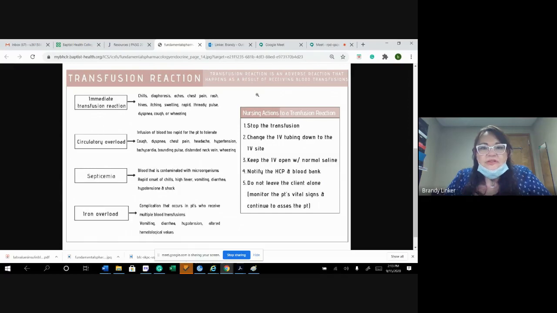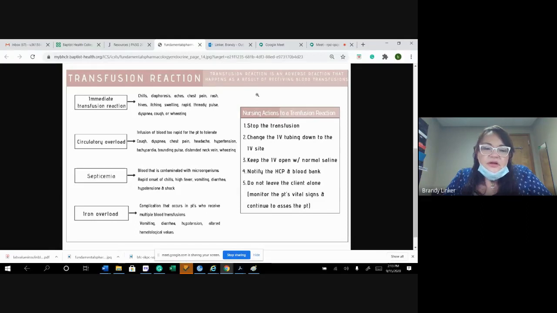Okay, chills, diaphoresis, aches, pains, rash. The rash, hives, itching, and swelling, that comes from your immune system, your granulocyte immune system. They kind of release all those reaction things. The rapid thready pulse comes from the heart trying to circulate as much blood as it can that has oxygen. Dyspnea because of low oxygen, cough because of low oxygen, wheezing. Fluid tends to back up in the pulmonary system.